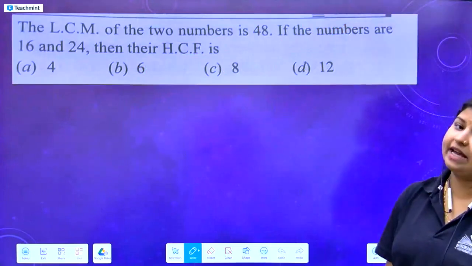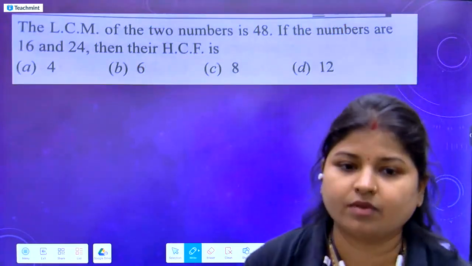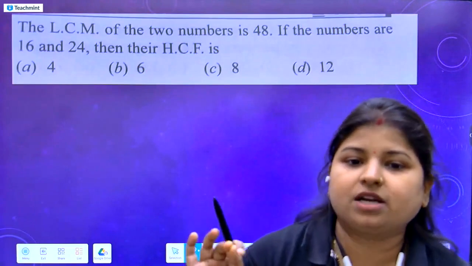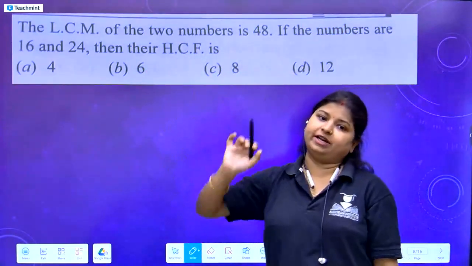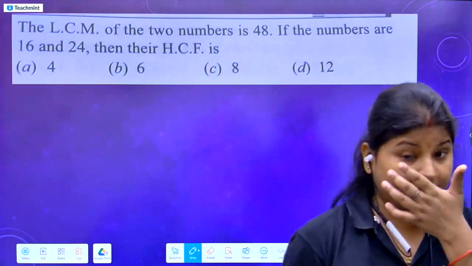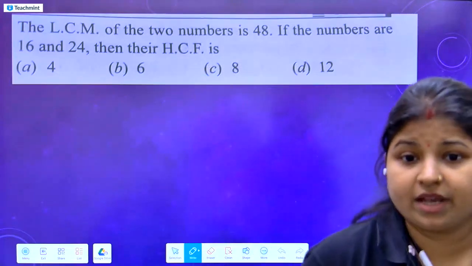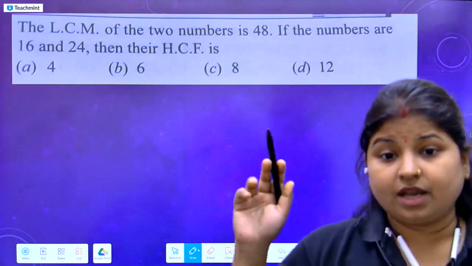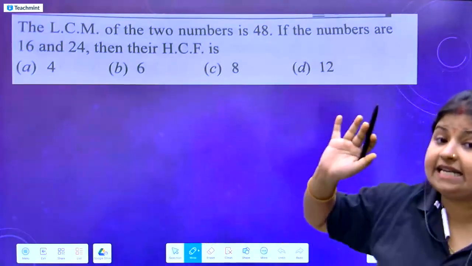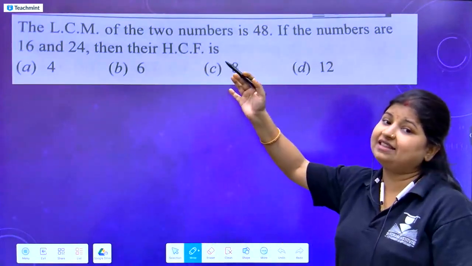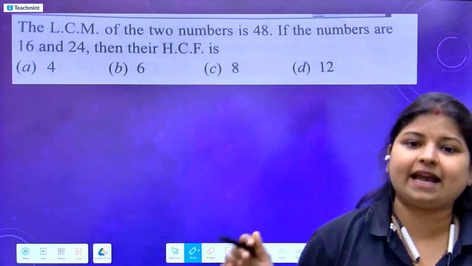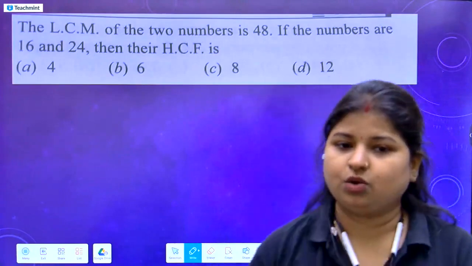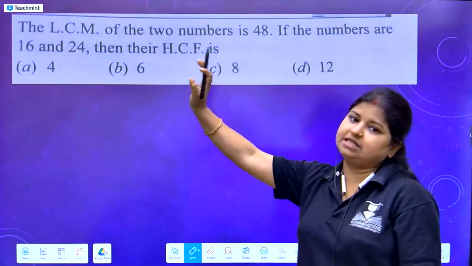Okay, let me explain this first. You are being asked what? LCM of two numbers is 48, and the numbers are 16 and 24. You have to find the HCF of 16 and 24.